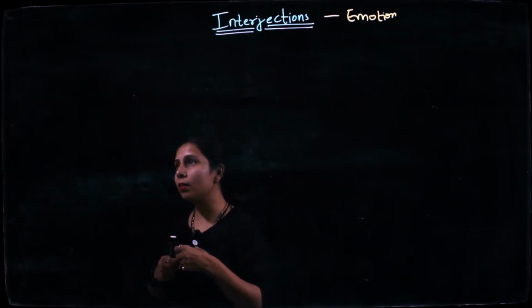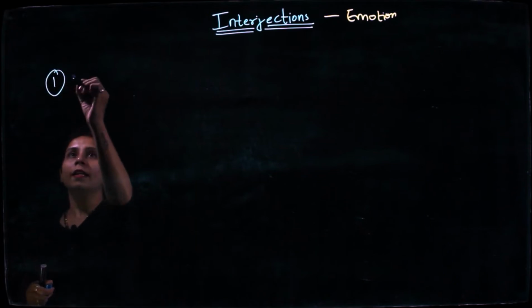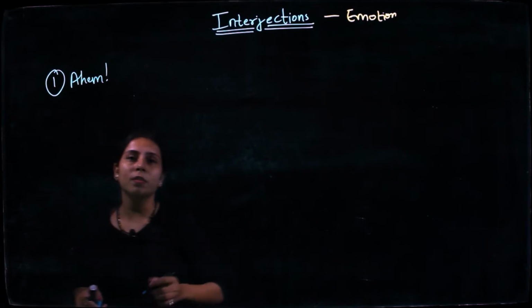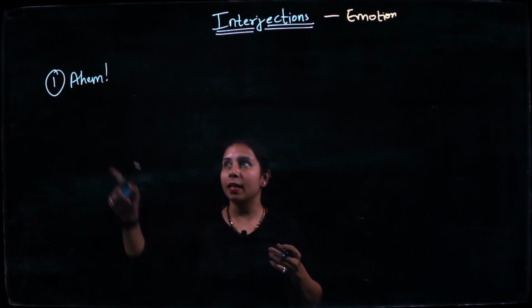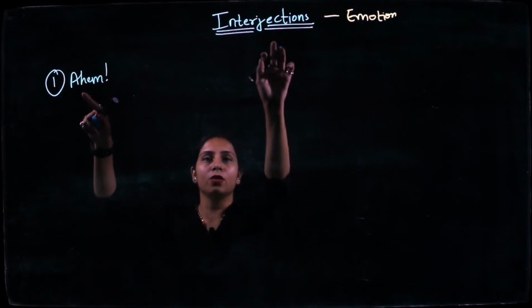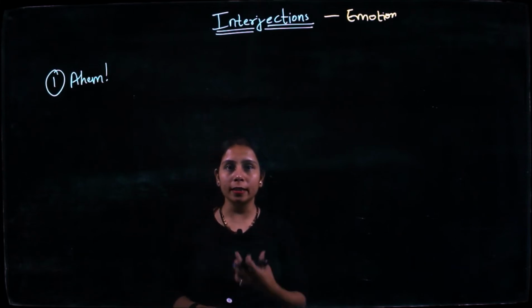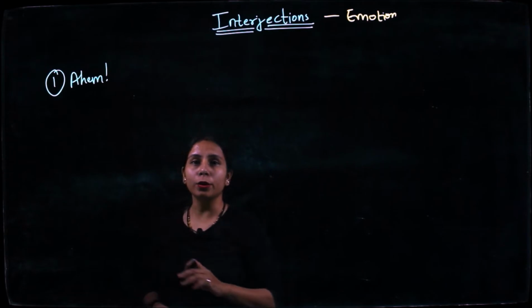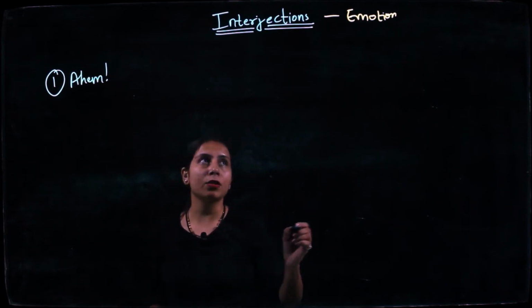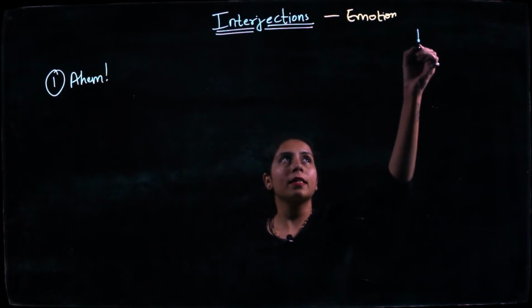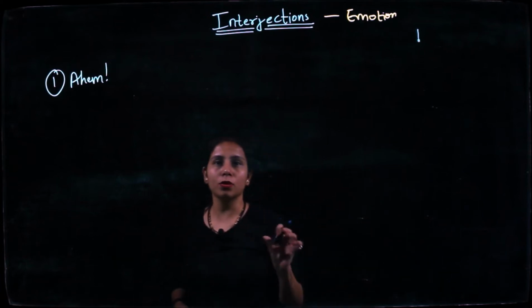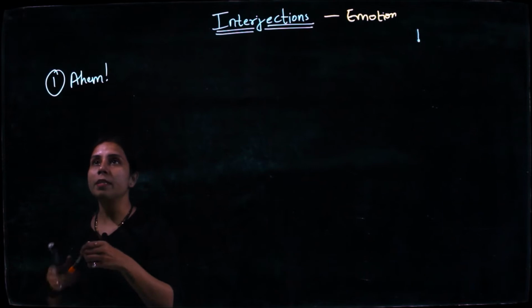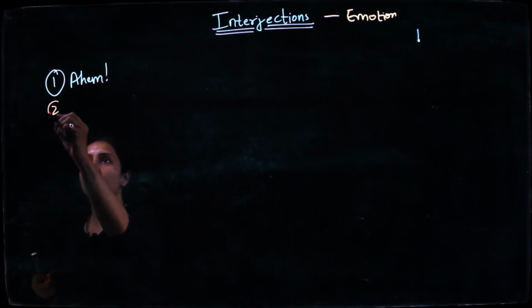Now I will tell you some examples of it. When somebody wants to take attention, they would use ahem. That is the ahem interjection. This is used for taking somebody's attention. Now, generally interjections are followed by an exclamation mark. 90% of the time they are followed by the exclamation mark. Now, let me take more of the examples one by one.